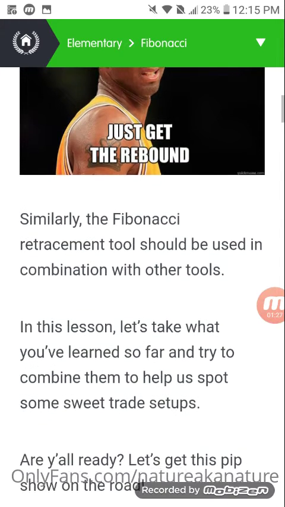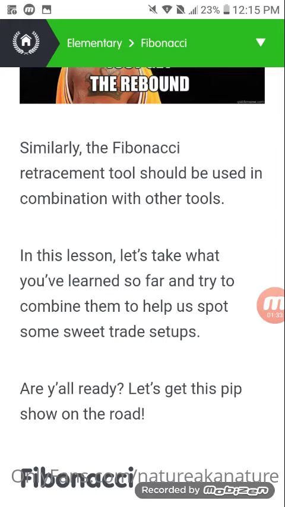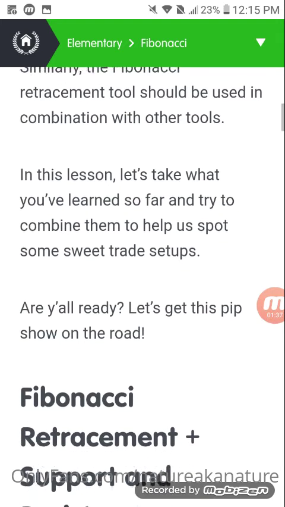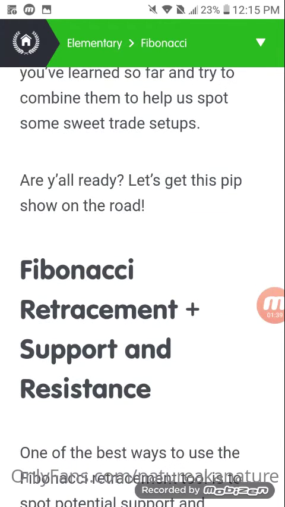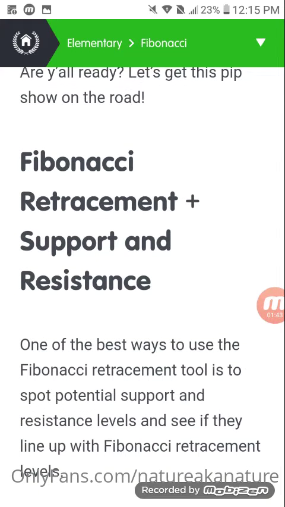In this lesson, let's take a look at what you have learned so far and try to combine them to help us spot some sweet trade setups. Are you ready? Let's get this pip show on the road. Fibonacci retracement and support and resistance.